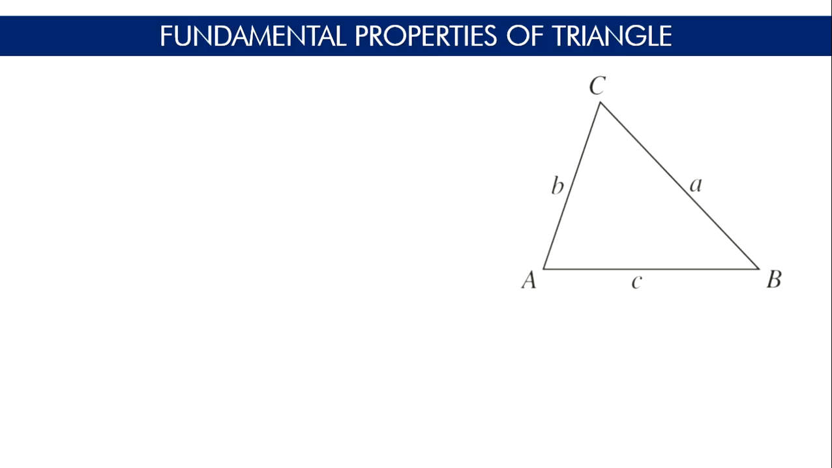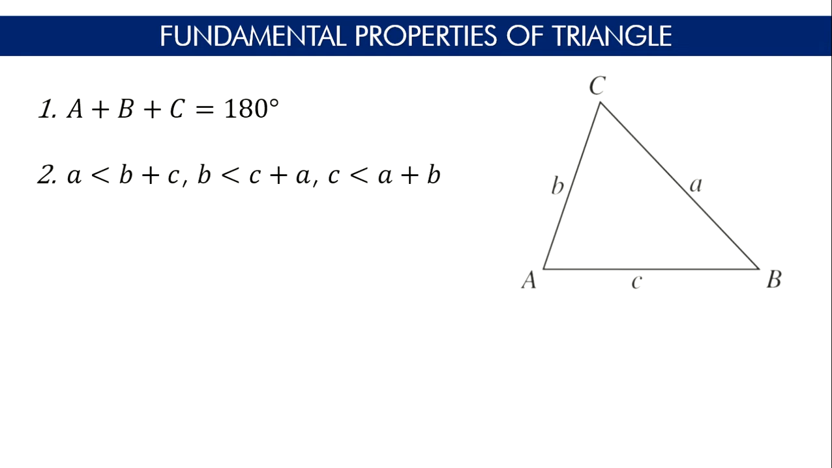So first off, before we proceed with our discussion, the fundamental properties of a triangle. Let's recall this first. We all know that the sum of the angles in a triangle is always 180 degrees. So angle A plus angle B plus angle C is always equal to 180 degrees. In addition, let's review the triangle inequality theorem, wherein the sum of the lengths of any two sides of a triangle is greater than the length of the third side.